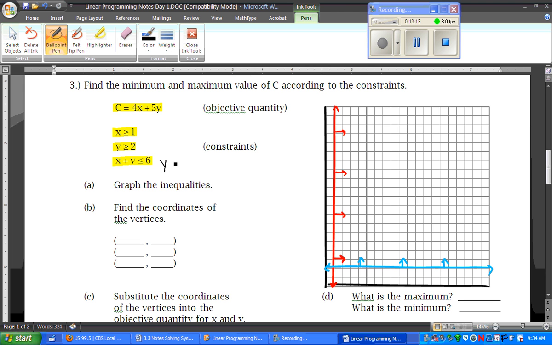For the last inequality, you're going to have to solve for y. So subtract the x to bring it to the other side. The y-intercept is 6. The slope is -1, so you go down 1 to the right 1. Draw in your line. Because it's a less than inequality, you're going to shade below the purple line. So the area that needs to be shaded is the little triangle that's in there.